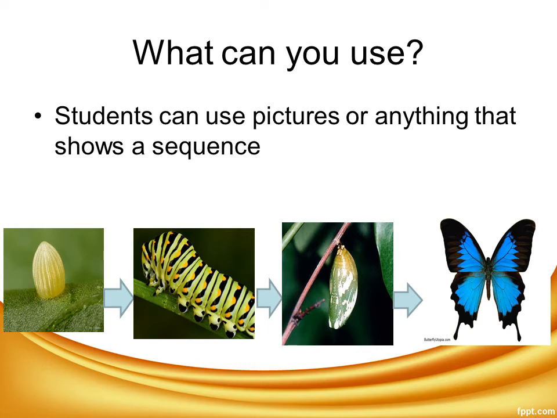Students can use pictures or anything that shows the sequence. In the example below, the student has pieced together a flow map showing how a butterfly comes from an egg all the way to being a butterfly. It has no words, but it gives the necessary information. The student can use pictures or whatever necessary to show that sequence.